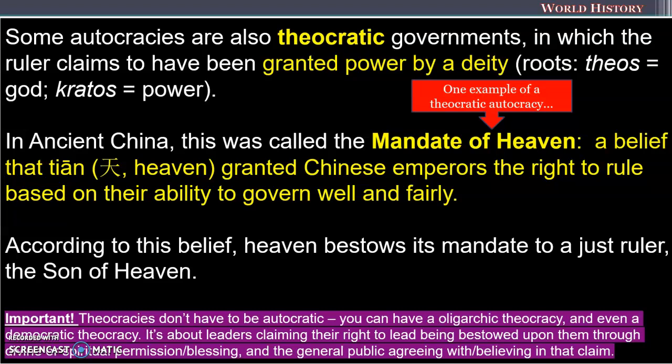This is important: theocracies don't have to be autocratic. You can have an oligarchic theocracy, meaning a group of people that run it. Even a democratic theocracy. It's about leaders claiming the right to lead being bestowed upon them through divine or spiritual permission or blessing, and the general public agreeing with or believing in that claim. The divine right to rule. And we saw this throughout Europe as well as over many societies throughout the world.